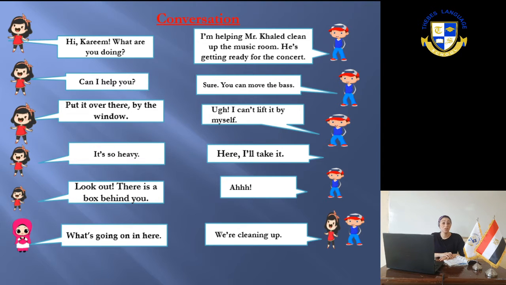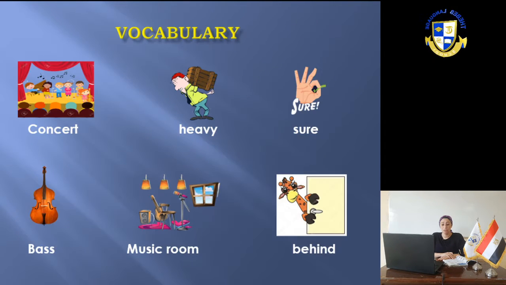So, can you figure out what was the main idea for this conversation? Yes, they are two friends. They are trying to help each other in order to help Mr. Khalid to get ready for the concert. So they are cleaning the music room, as you can see here in your book or in our presentation. They are cleaning the music room and they are moving the musical instruments in order to put them in order for the usage. Okay, so what happened while they are preparing the room for the party? They were trying to move the bass. Okay, what is the bass that we have underlined? It's something like the cello.